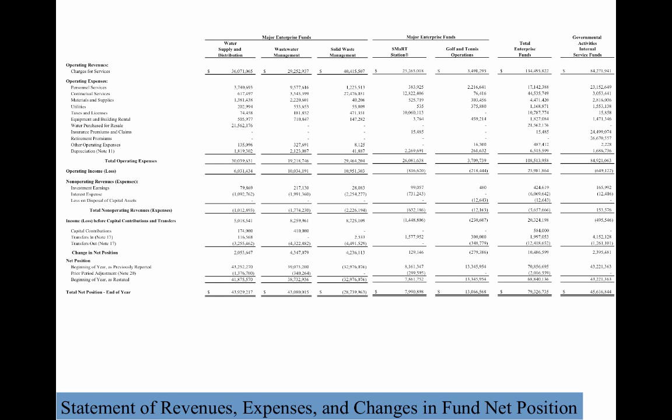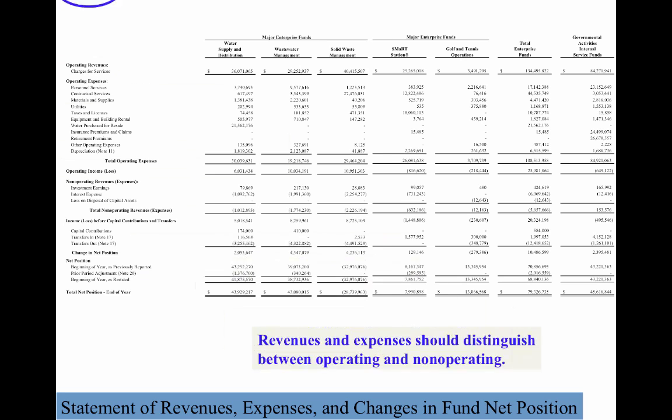The second financial statement is the statement of revenues, expenses, and changes in fund net position. So your accrual-based resource flows statement. It is required to be shown in an operating format, meaning that they distinguish between operating and non-operating revenues and expenses.